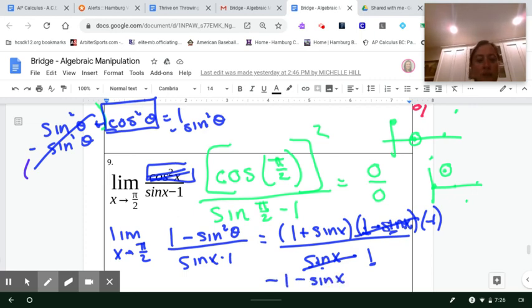And I can now substitute in my pi over 2. So I have negative 1 minus the sine of pi over 2. I'm going to go back here as 1. And negative 1 minus 1 is negative 2.